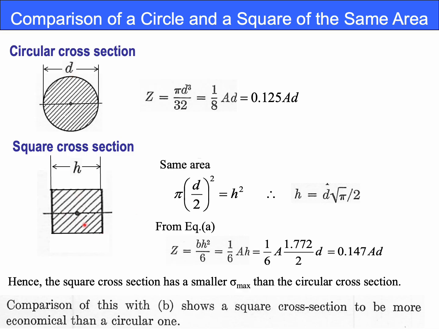Next, let us consider this square cross section having the same area condition. So the area of this square is the same as that of the circular cross section. The square has side length h. The same area condition is written as pi times (d over 2) squared equals h squared. Therefore, h is determined as d times the square root of pi over 2.